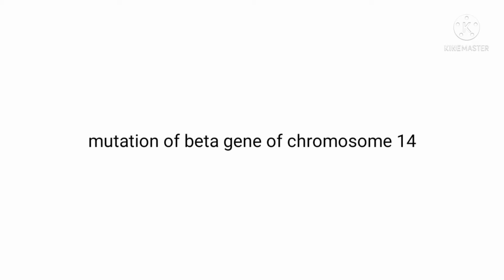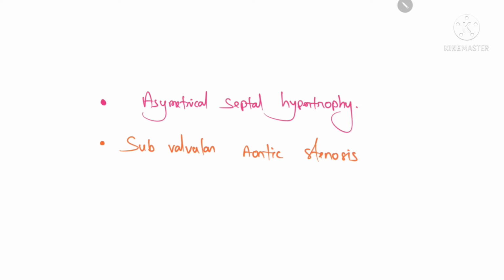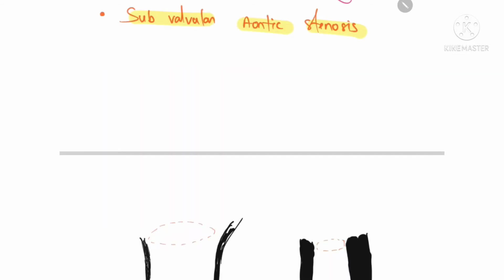It is an autosomal dominant condition, and the problem is a mutation of the beta gene that is present in chromosome 14. Because of this mutation of the beta gene, the septal wall becomes hypertrophic and it is asymmetrical in nature. And because of this asymmetrical septal wall hypertrophy, our aortic orifice becomes stenosed. So there will be subvalvular aortic stenosis.